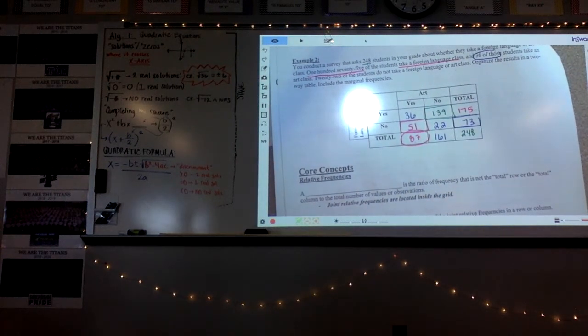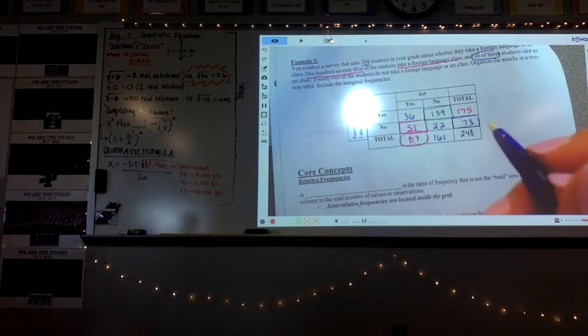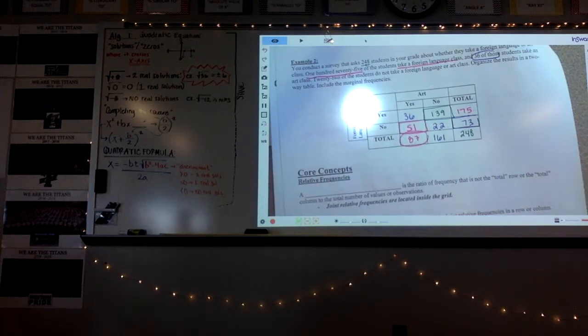Now the last thing I typically do is just make sure 87 plus 161 adds up to 248. It does not. There's a mistake somewhere. Uh-oh. It adds up. Did I type it in wrong? Yeah, 87 plus. Yep, it does. Sorry, I typed it in wrong.